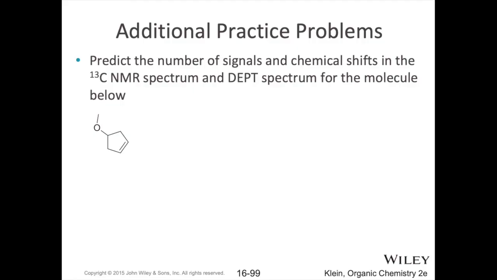Okay, same molecule, but this time we're going to look at its carbon-13 spectrum. So ask yourself, where will all the peaks show up for our carbons here? We've got 6 carbons, though due to symmetry, we're going to have some equivalency here. So how many signals would we see, and where would those signals be?